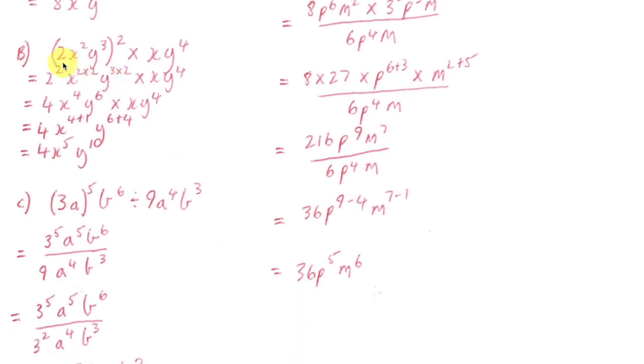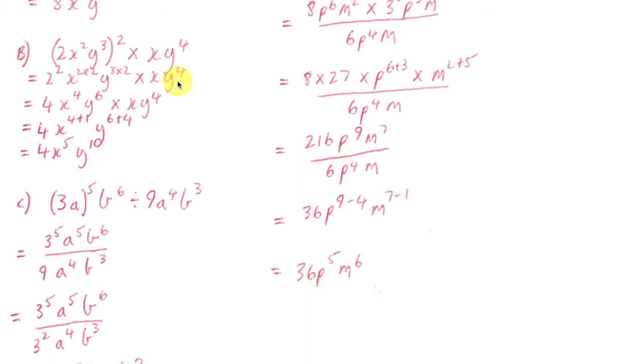For b, I've got all of this raised to the power of 2 multiplied by x times y to the power of 4. So the big one here with the squared is that everything inside the bracket needs to be raised to the power of 2. So the 2 is squared, and that's the common mistake. x squared is squared, so that becomes x to the power of 2 times 2. And y cubed is squared, so that becomes y to the power of 3 times 2.